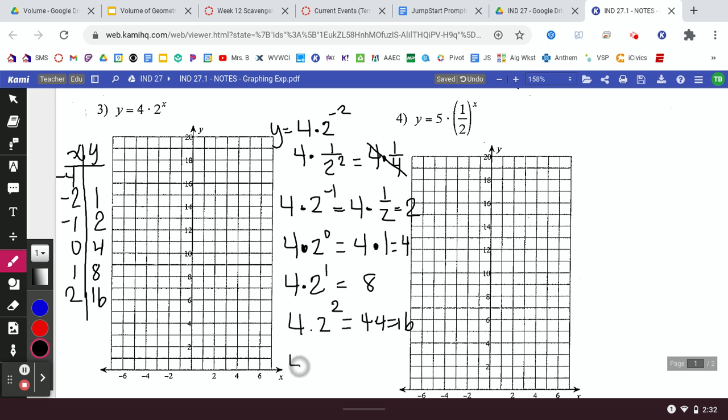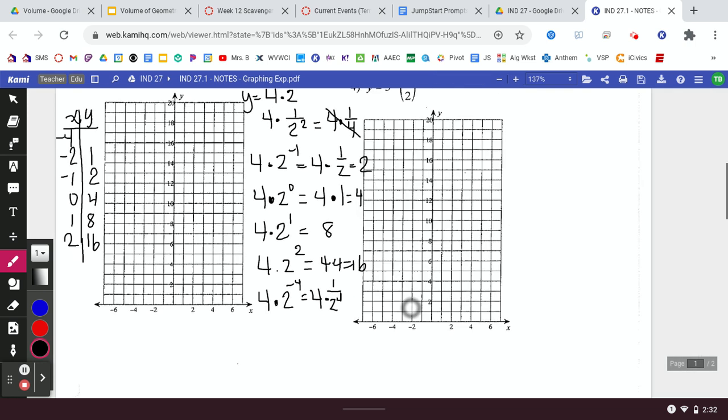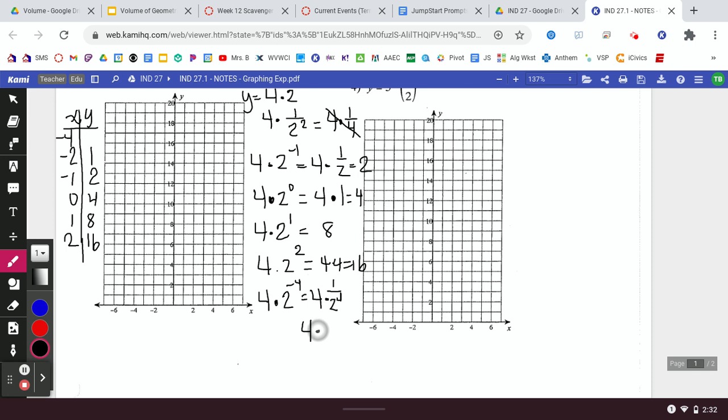So I'm going to come down here, 4 times 2, and now I'm going to put to the negative 4. 4 times, I got to deal with that negative by flipping it, so it becomes 1 over 2 to the 4. And that is 4 times, what's 2 to the 4th power? So it's 1 over 16, which equals 1/4. Now I have a fraction. Now I'm happy there. Now I'm going to get a good idea what my tail's doing. You need at least one fraction.